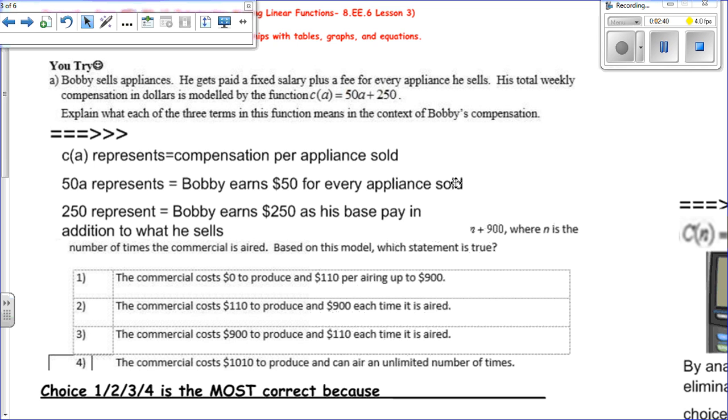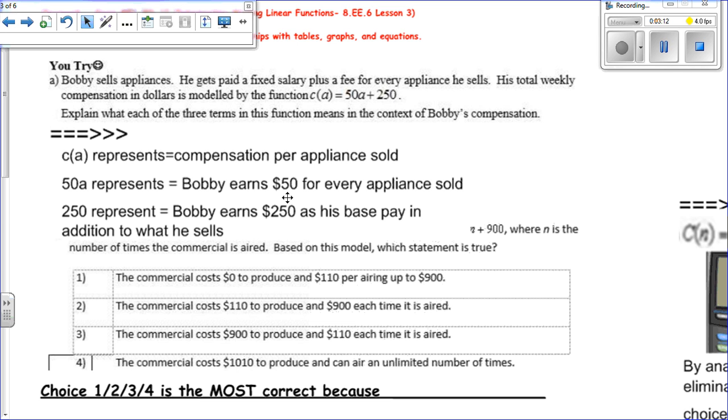Now this 250, where's this coming from? Well, the 250 represents that Bobby begins with $250 because he gets a base pay in addition to whatever he sells. So that base pay is first, and then what he sells is added on. So that's kind of cool. That's all that means. Nothing dramatic. All right, let's take a look at the next question here.